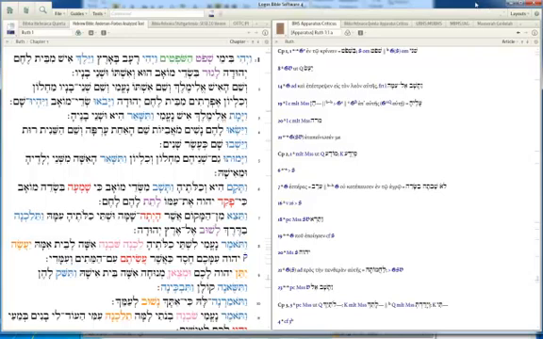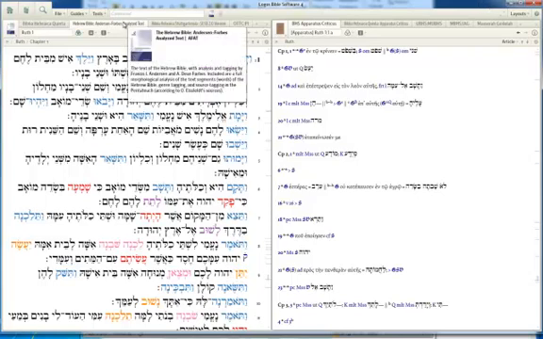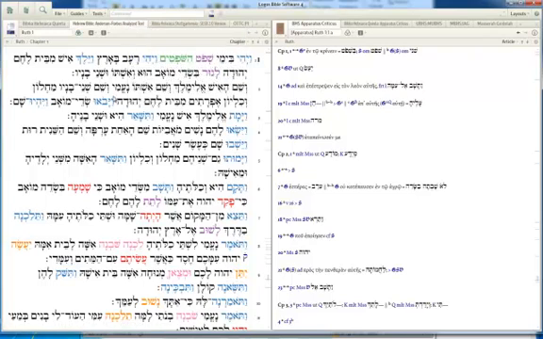We're all familiar in our classes with the Anderson-Forbes, the AFAT text. Sadly, the AFAT text does not have any of the critical apparatus. The one thing that it does have is it does clearly mark the Kethiv Koreh issues.